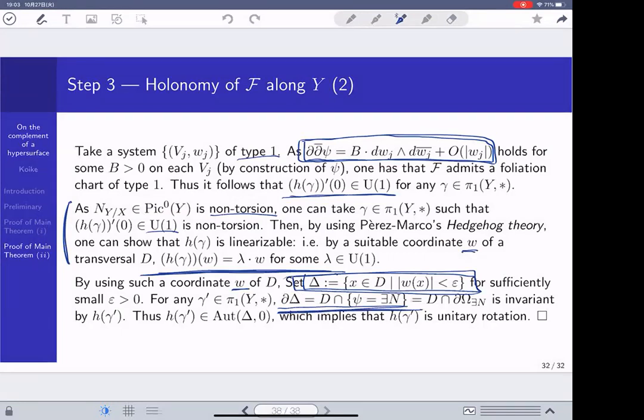From this, it can be shown that for any gamma prime, the holonomy along gamma prime is an element of the automorphism of delta. I mean, it preserves delta. Delta is invariant by any H gamma prime, and it preserves 0 as a fixed point. So it is a unitary rotation. That is a proof of step 3.